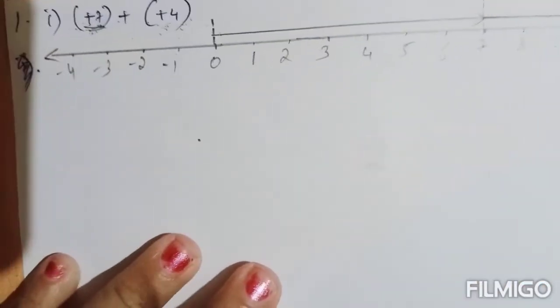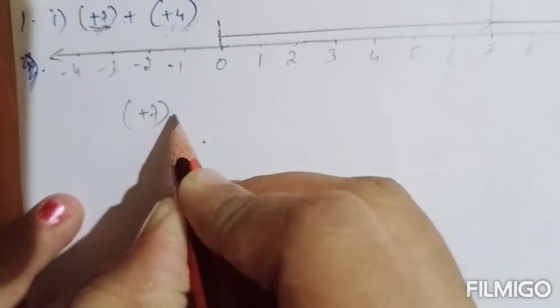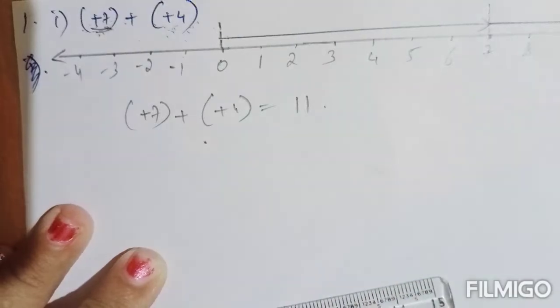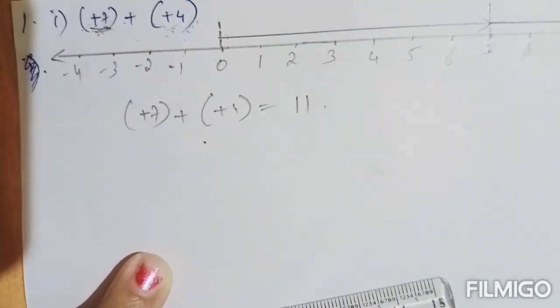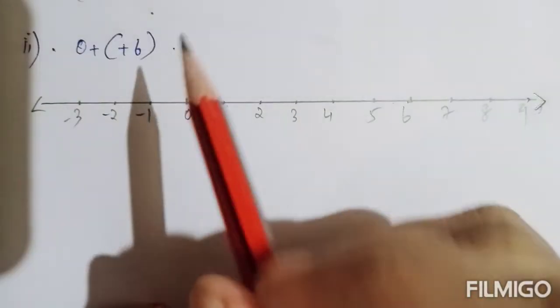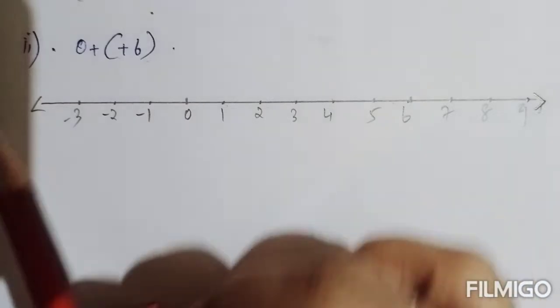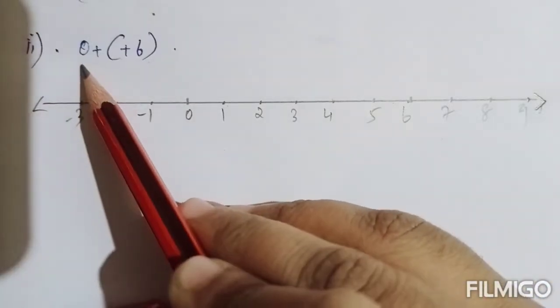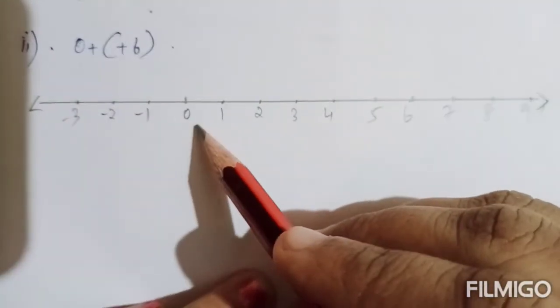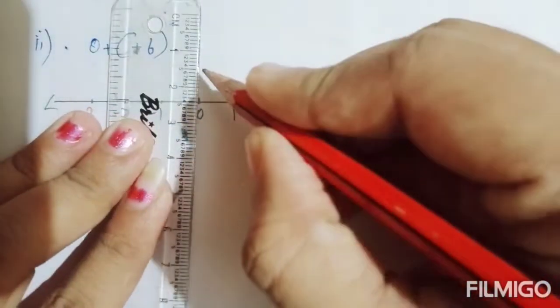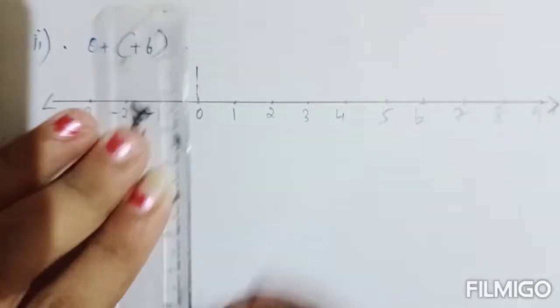Now you can write plus 7 plus 4. What did you get? It is 11. 11 is the answer. 7 plus 4 is 11. In the second one, 0 plus 6. So here the first number is 0 and we have to start from 0 only. You can mark 0 with dotted lines.